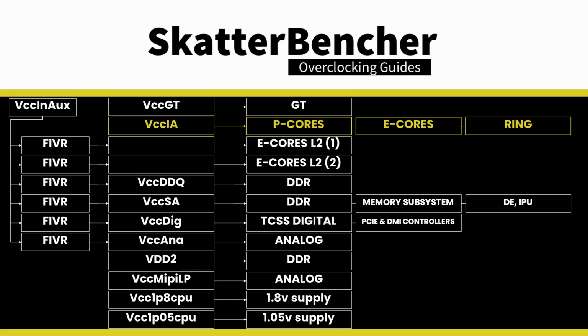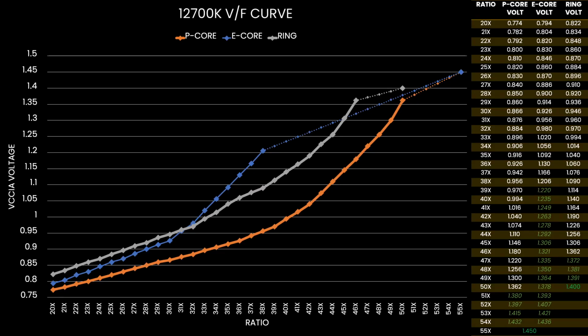But in practical terms, that doesn't really matter. Here's where our VF curve story comes full circle, as at the end of the day, we know there's only one VCC-IA voltage rail that determines the voltage for P-core, E-core, and ring. The actual voltage will be the worst case scenario of all VF curves, and in most, if not all, real-world overclocking scenarios, that worst case is the voltage required for our highest P-core ratio.